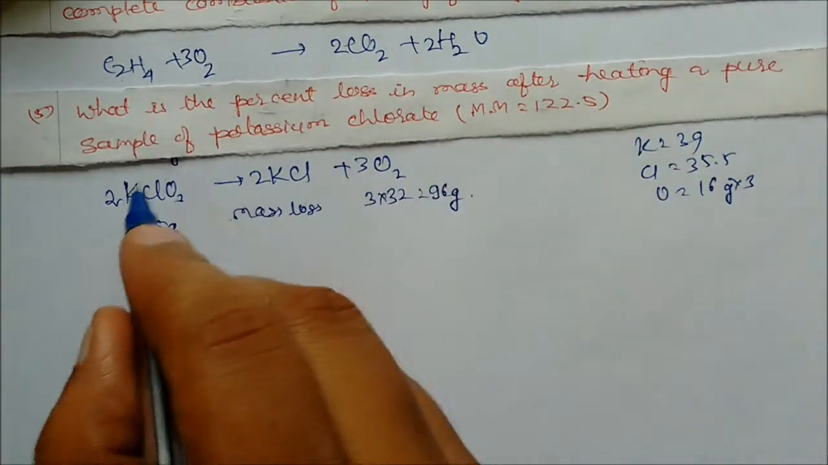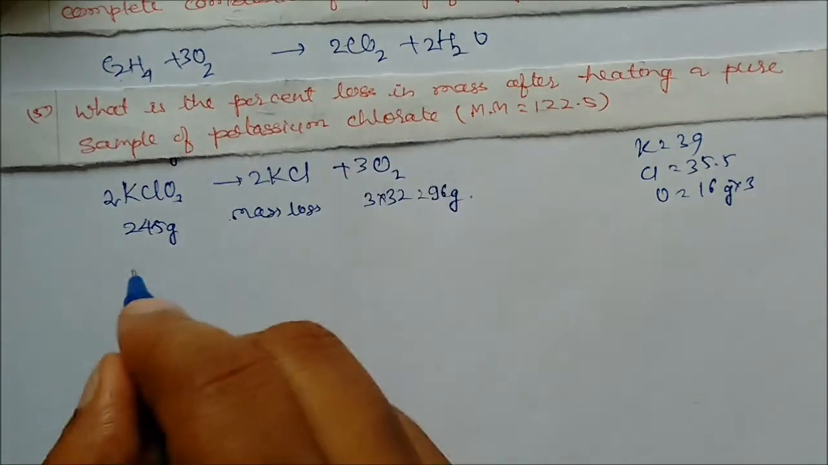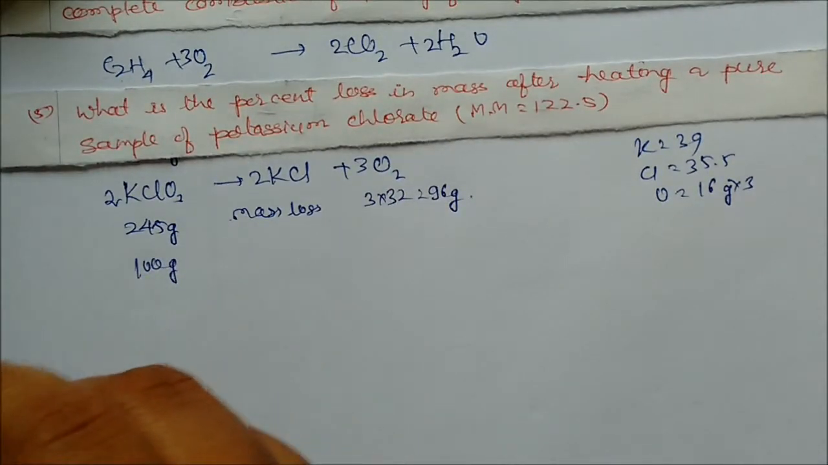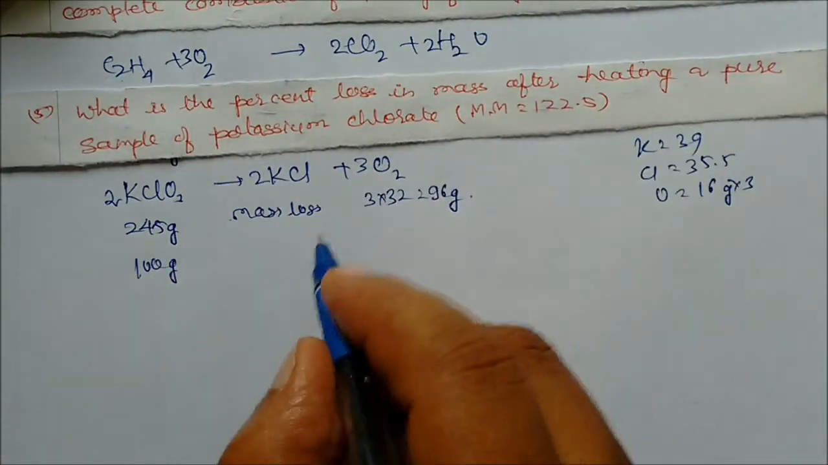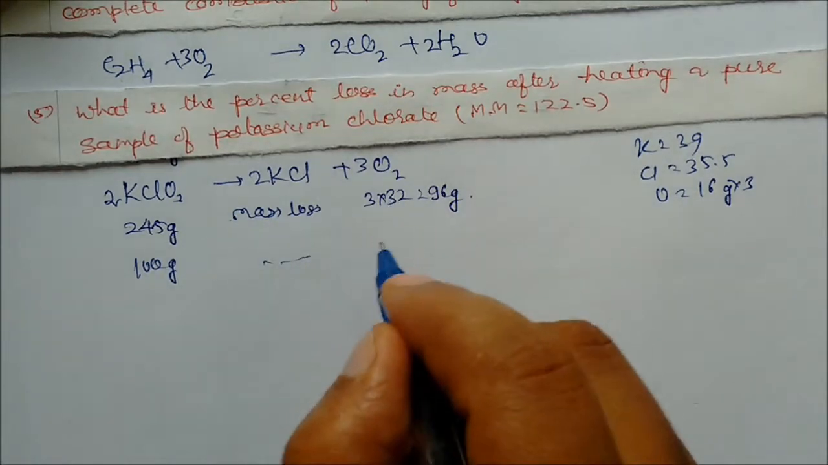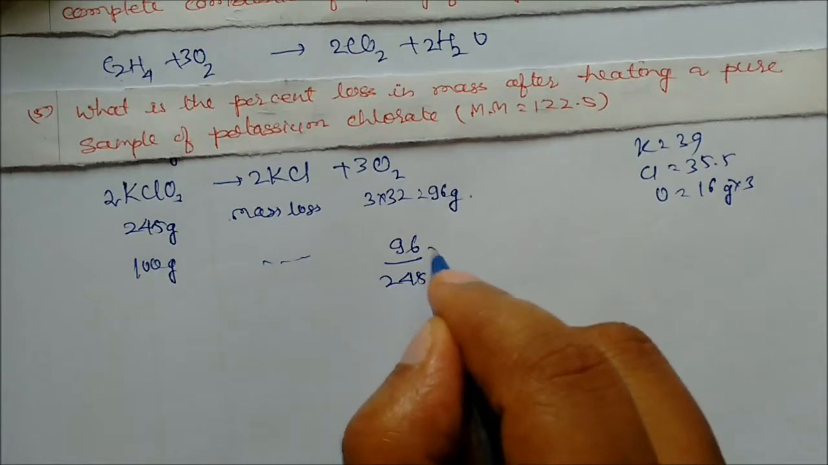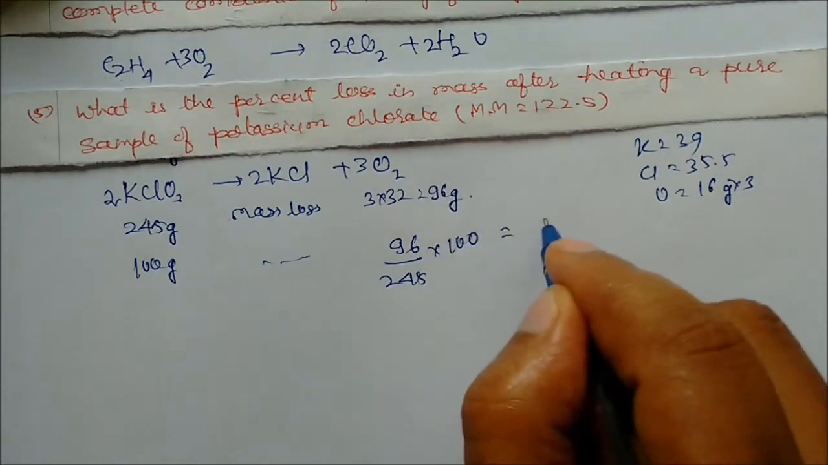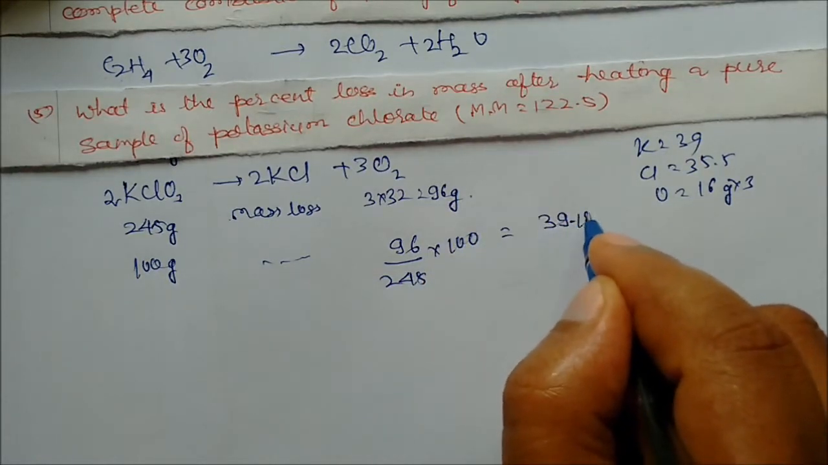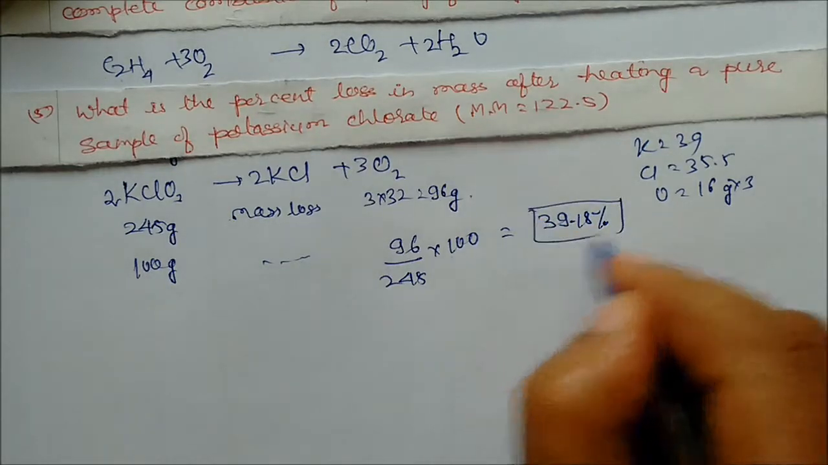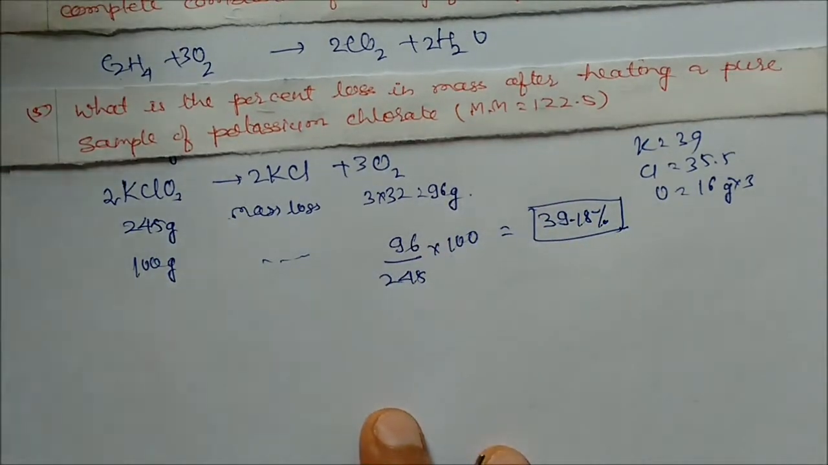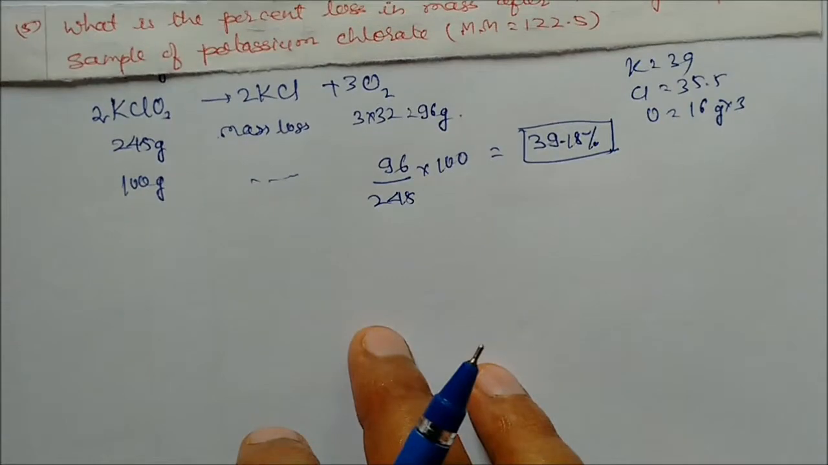Again, they have given a percentage. Suppose 100 gram KClO4 is given. So what is the loss of oxygen? The mass loss of oxygen is 96 divided by 245 into 100. So here you will get the answer 39.18%. This is the percentage loss in mass.